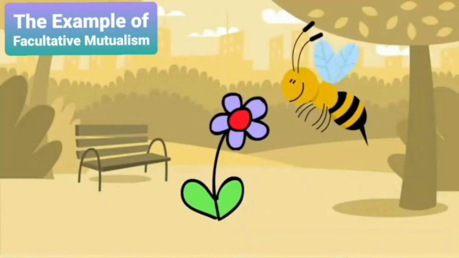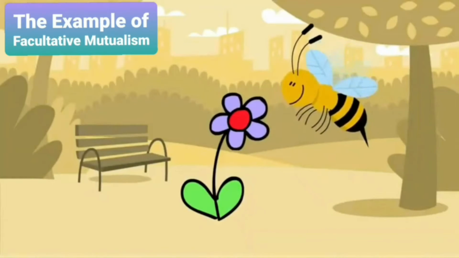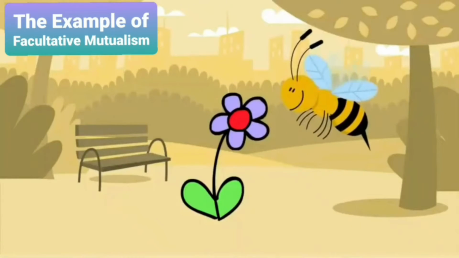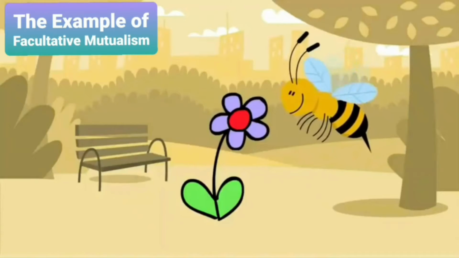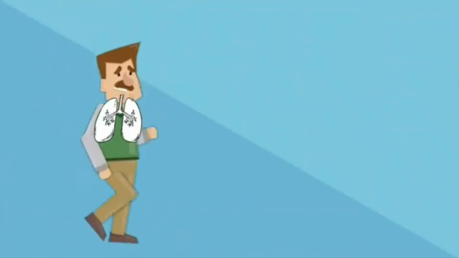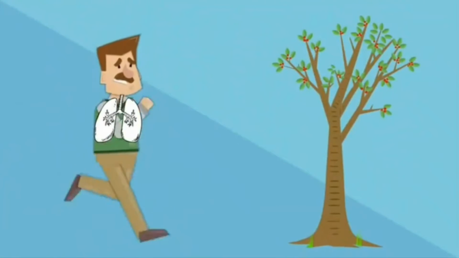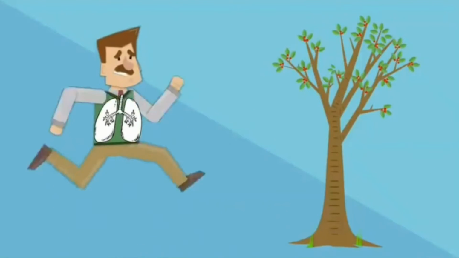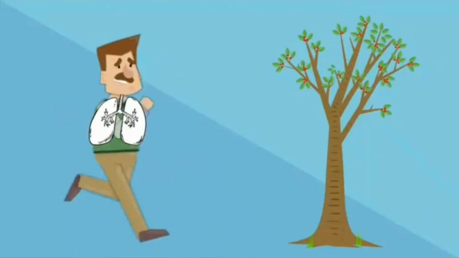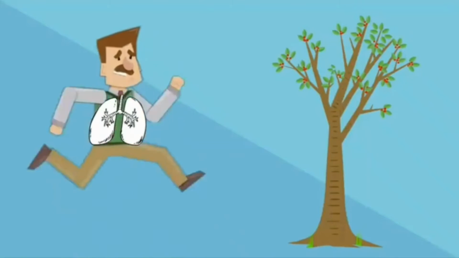Bees take in pollen from flowers to make honey from it. The bee spreads the pollen to help the flower in reproduction, and then the bees get a nice, tasty meal. Humans and other animals breathe out carbon dioxide, which plants use for photosynthesis, and in return plants give off oxygen that humans and animals use for respiration.